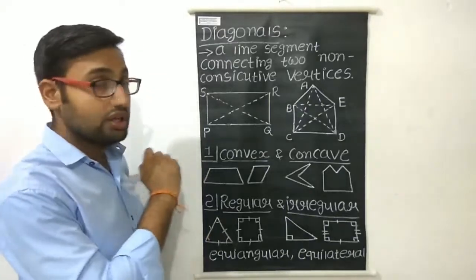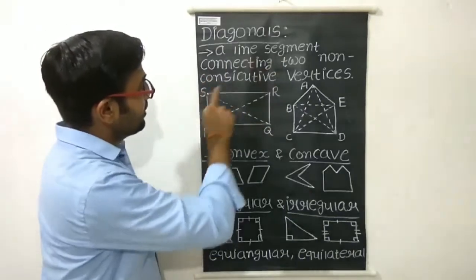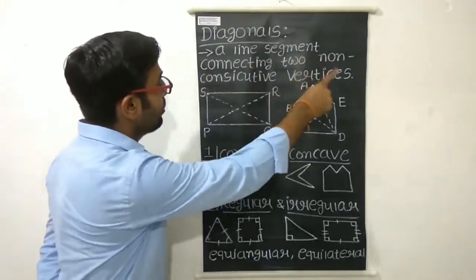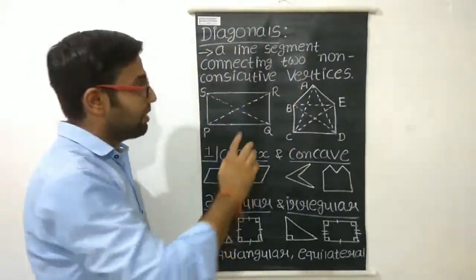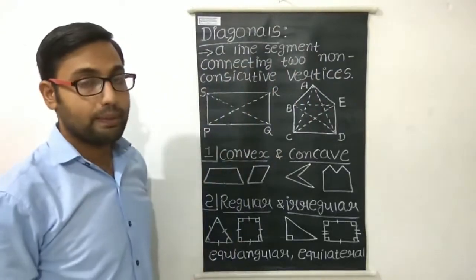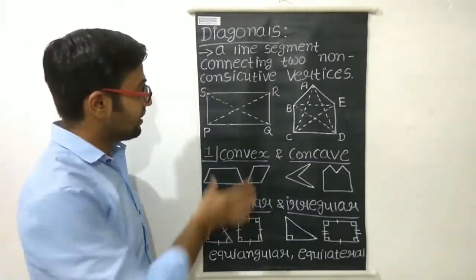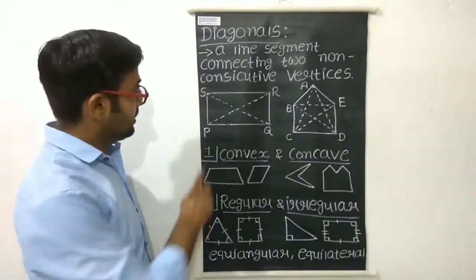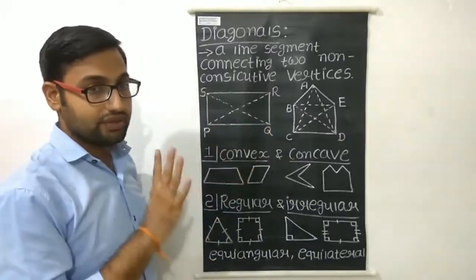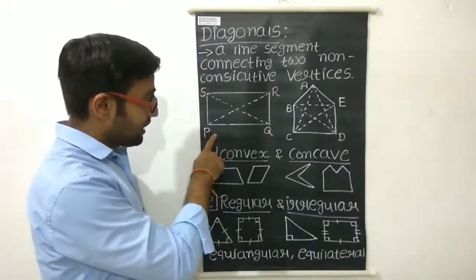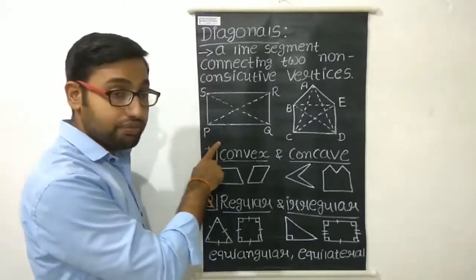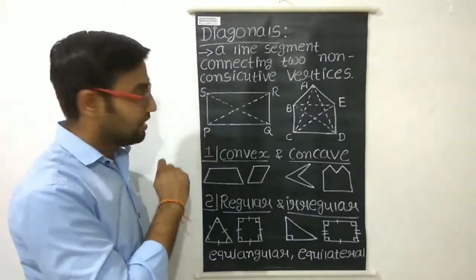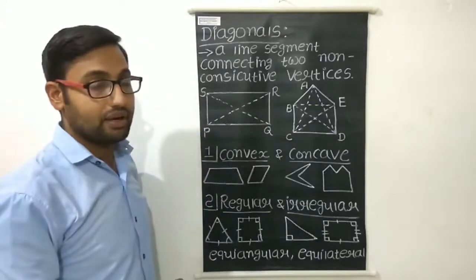What is a diagonal? See, a line segment connecting two non-consecutive vertices. That line segment is called a diagonal. Let us understand by taking a shape. This is a shape which has four sides. So, a four-sided closed curve, we can say this is a polygon, and the type of this polygon is a quadrilateral because it has four line segments.